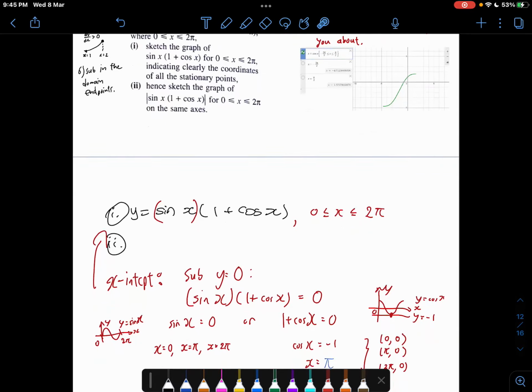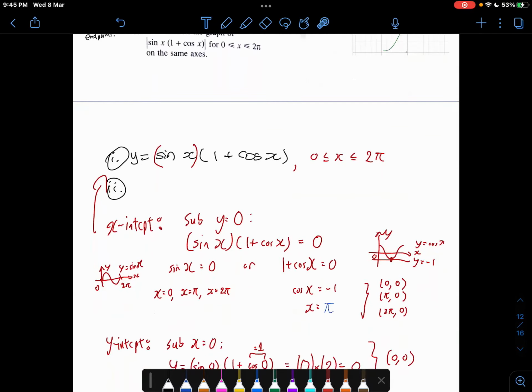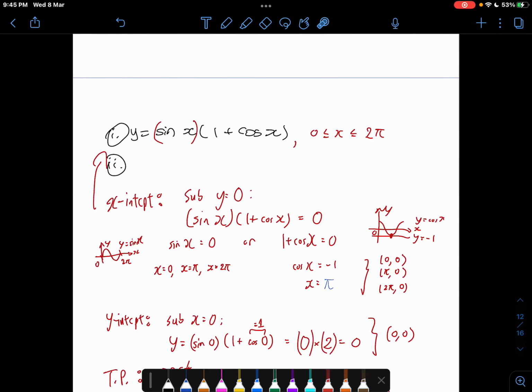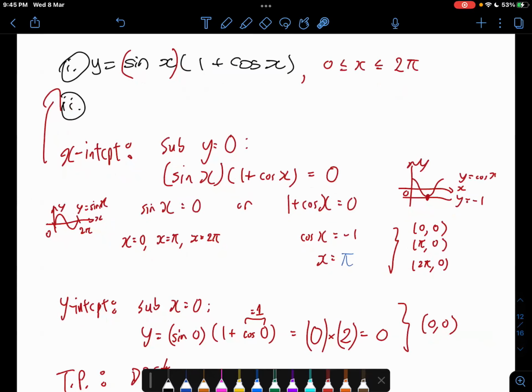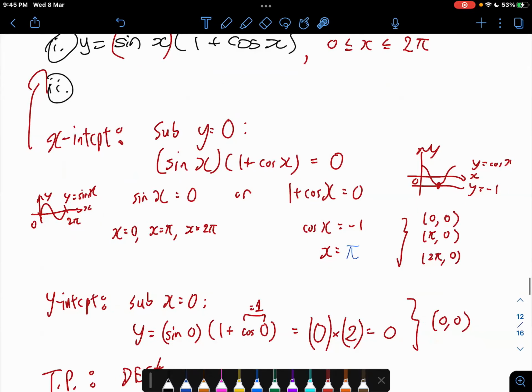Okay, so I tried to write out the answer for you. First thing, let's find the intercepts. Let's find the x-intercept. So substitute y equal to 0. We get sin x times 1 plus cos x equal to 0. First factor equals 0, second factor equals 0. Solving, you get sin x = 0, or cos x = -1.